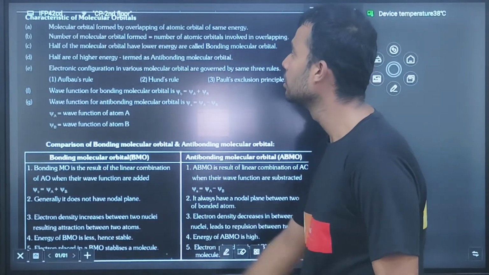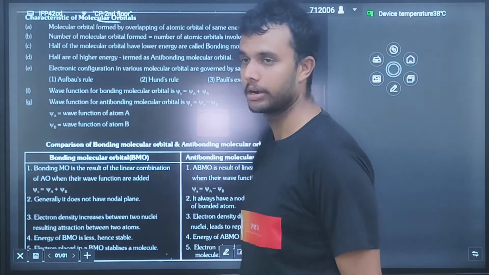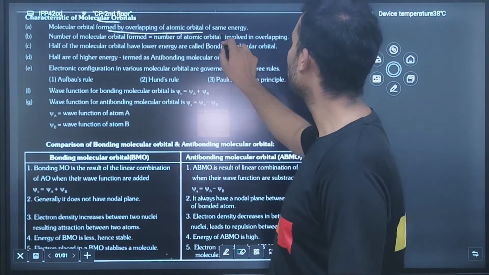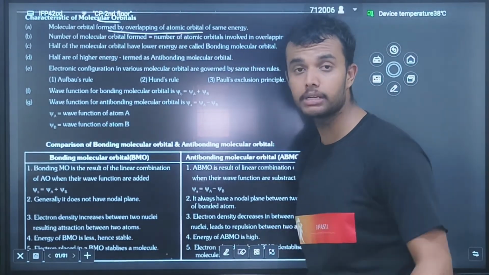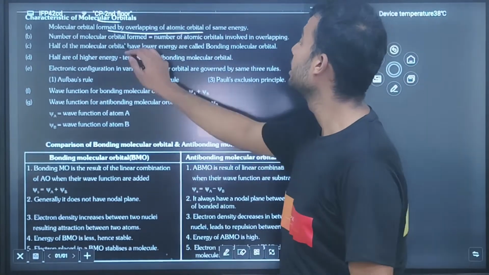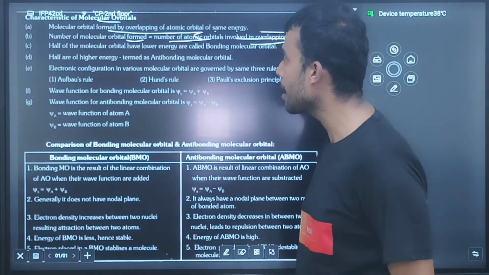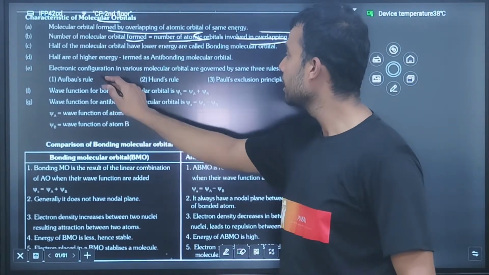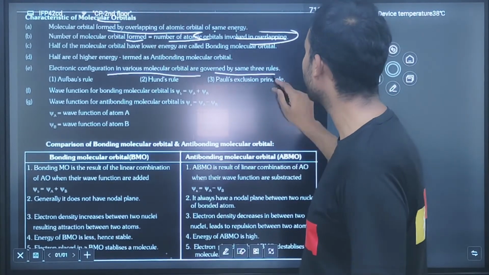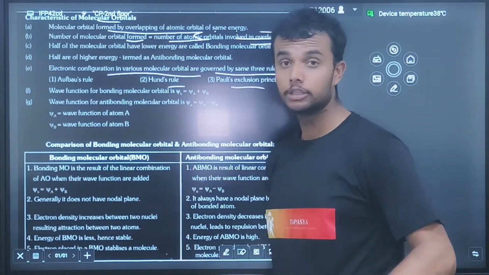Okay, look here. Characteristics of molecular orbitals. A molecular orbital is formed by overlap of atomic orbitals of the same energy. The number of molecular orbitals formed is equal to the number of atomic orbitals overlapping. The electron configuration is governed by the Pauli exclusion principle.